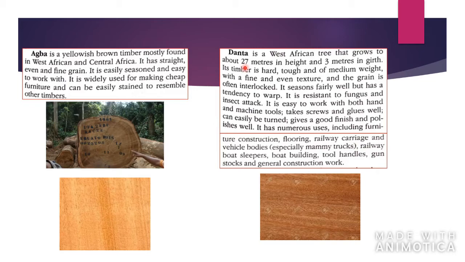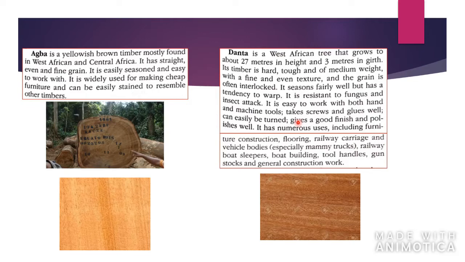All right. So it is resistant to fungus and insect attack. We'll talk about that in the next chapter. It's very easy to work with and very easy when you're using machines. Some woods are so dense that you'll need proper machines to actually cut them down. Okay, it takes screws and glues well and can be easily turned. So this wood, the Danta, looks like it's very good if you want to make furniture from it. Some woods are not very friendly to furniture making, but this one would be good.